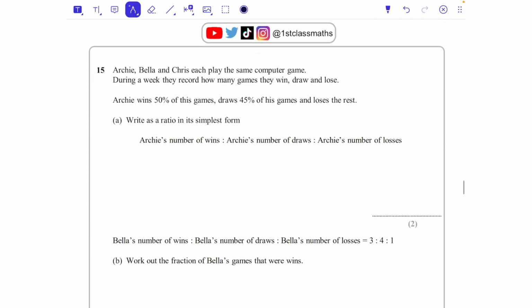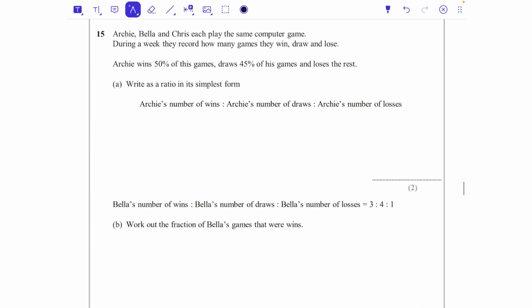Question number 15. Archie, Bella and Chris each play the same computer game. During a week, they record how many games they win, draw and lose. Archie wins 50% of his games, draws 45% of his games and loses the rest. Write as a ratio in its simplest form, Archie's wins to Archie's draws to Archie's losses.